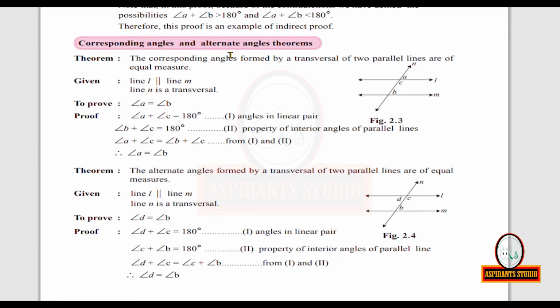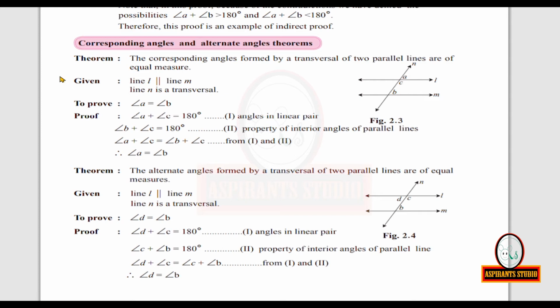Now, the corresponding angles and alternate angles theorem. The first theorem is the corresponding angles theorem and the second one is the alternate angles theorem. The corresponding angles formed by a transversal of two parallel lines are of equal measure. Given line L is parallel to line M and line N is a transversal, we are going to prove measure of angle A is equal to measure of angle B. A and B are corresponding angles. So that is given, and we have to prove them to be of equal measure.